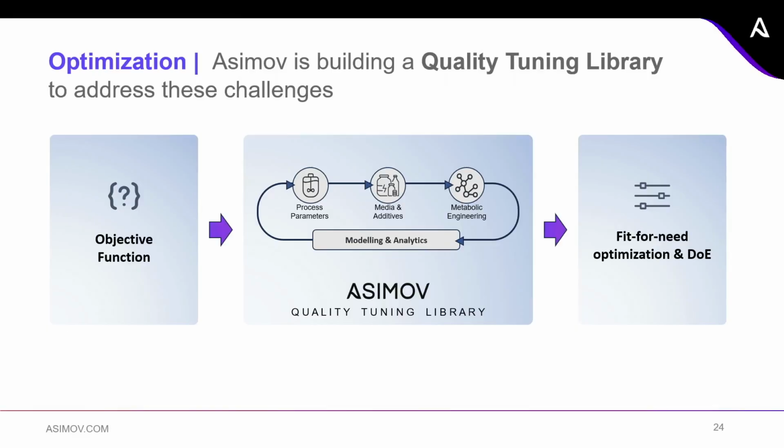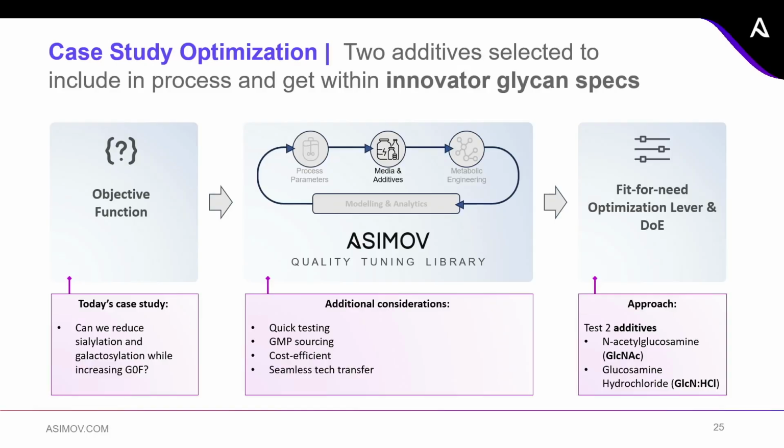And so what we're doing at Asimov is extending that vector optimization to also use our models to develop a quality tuning library. How this works is we have an objective function, an example I'll talk about in a sec, and we have a bunch of different parameters: process parameters, media additives, as well as metabolic engineering that we're using with our modeling and analytics, so that we can understand how to tailor a fit-for-need DOE and be a little bit smarter with the process development. For this case study, our goal was to reduce the sialylation and galactosylation while increasing the G0F. We have some other considerations that we usually take into account during this process, but I'm not going to go into it right now.